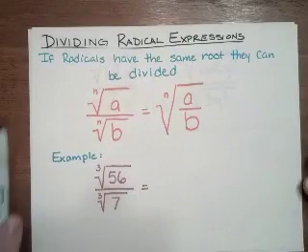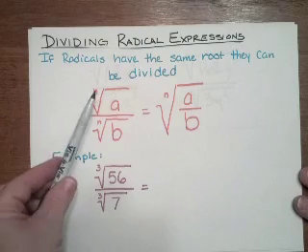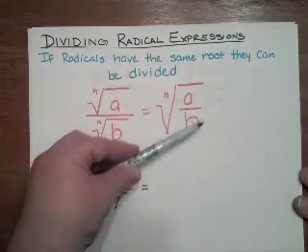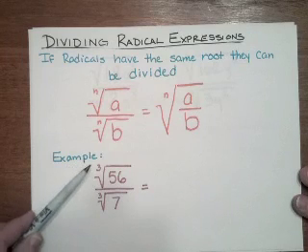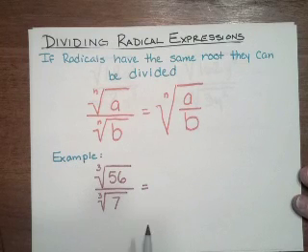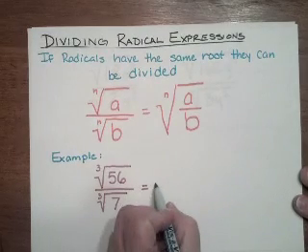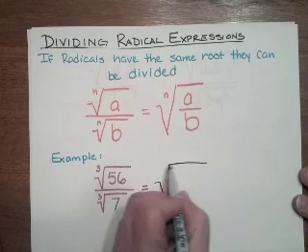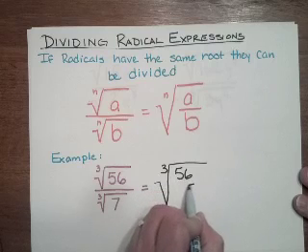Similarly, I can also divide radical expressions. So if they have the same root, I can take them and divide them under one radical. So let me show you an example of this. For example, I have the cube root of 56 over the cube root of 7. So I'm going to write that under one radical, like this. Cube root of 56 over 7.